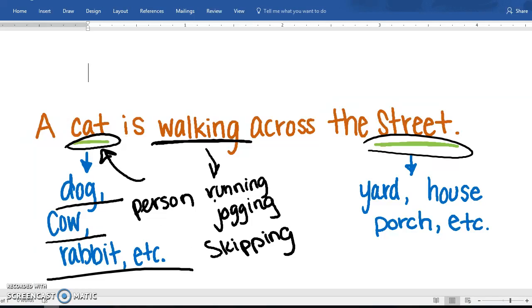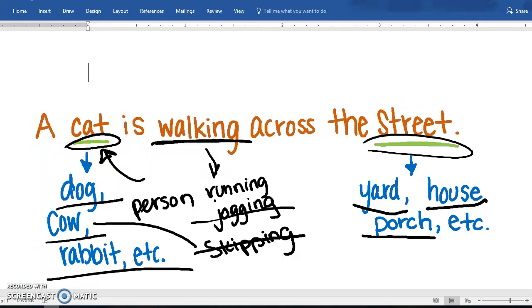Then the last word we had underlined was street. So that could be yard. A dog was running across the yard, was running across the house, was running across a porch, etc. Any of those would work. So that was my activity.